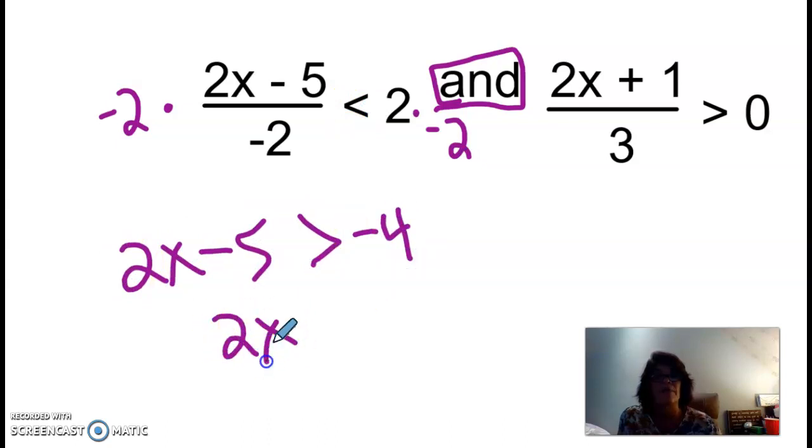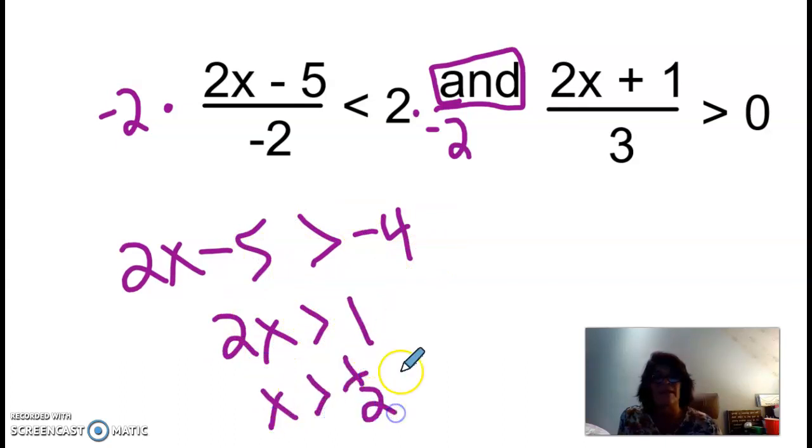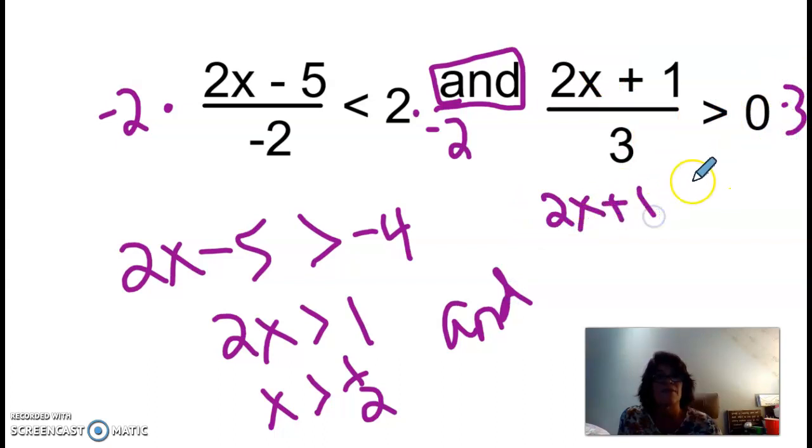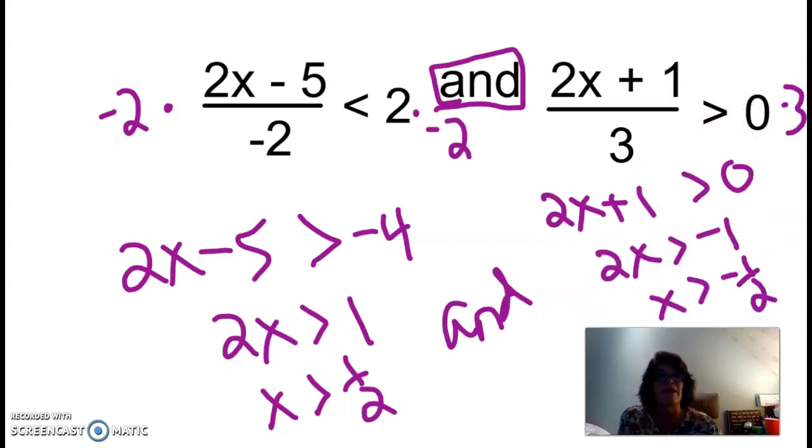I'll add 5 and divide by 2. X is greater than 1/2, and see what happens here. Multiply both sides by 3. 3 is fine. It's positive. I can keep my greater than sign as it is. Subtract 1. I get x is bigger than negative 1/2.